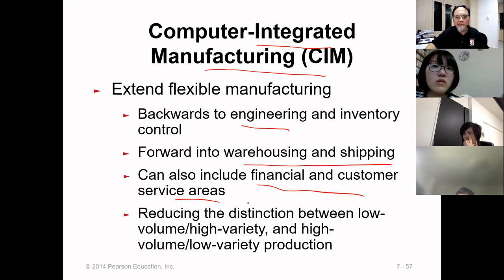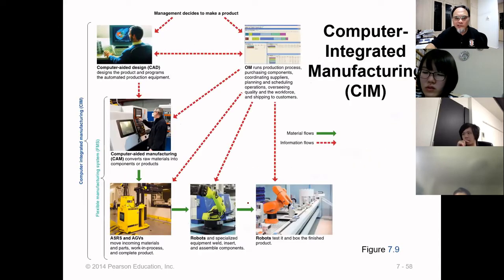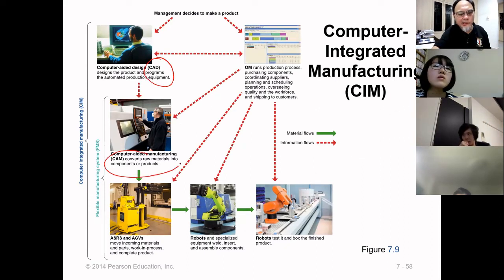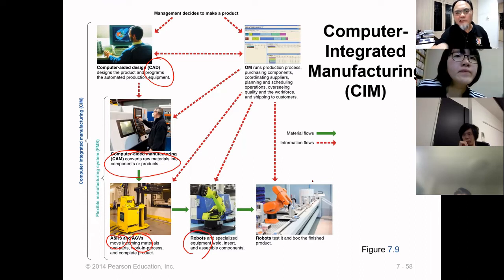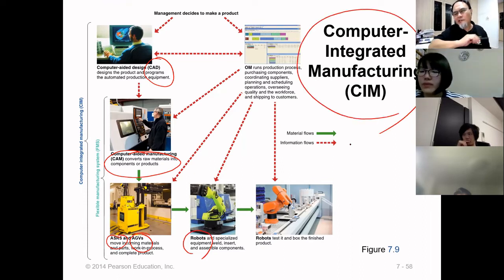So it is getting much more complicated. And you can produce at a very low cost today, very low cost. So this is the picture of it. When you integrate all this, you're integrating the process control, computer aided design, computer aided manufacturing, AGV, ASRS, robots. As a concept, it's called computer integrated engineering.